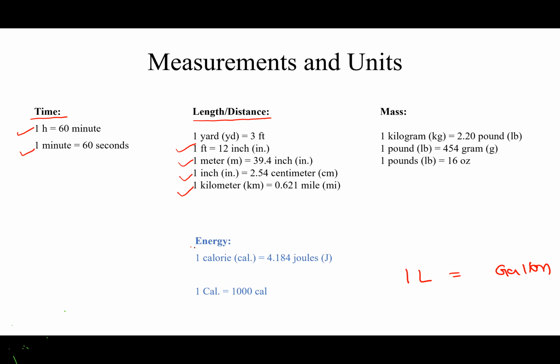lot in this course, which is energy. We do talk about energy quite often in this course, and there are 2 units for energy. What are they? Calorie and joule. And what is the relation between them? The relation is 1 calorie is equal to 4.184 joules. Again, this is not something you have to remember. It will be given to you.